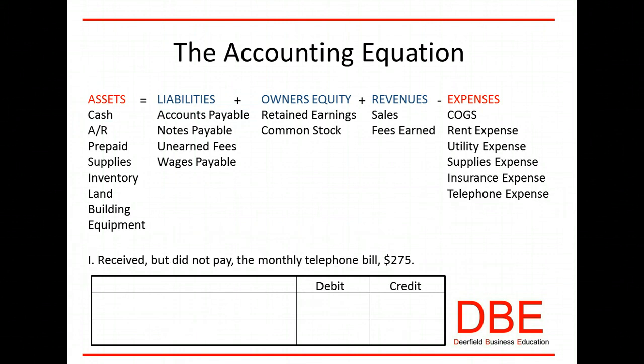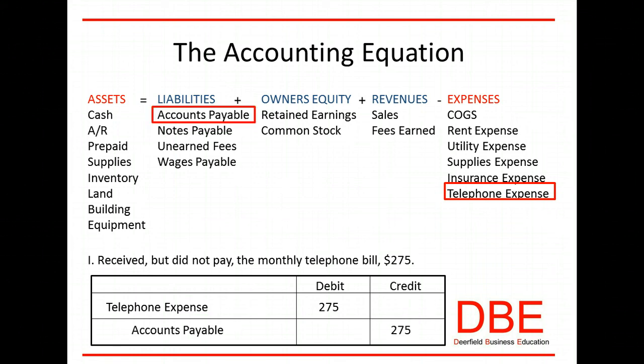Received but did not pay the monthly telephone bill. So now we have a telephone expense, whatever you want to call that. It could be utility expense, telephone expense. So we have an expense. Now we haven't paid them, so now we owe them money, so we've created a liability, a payable.